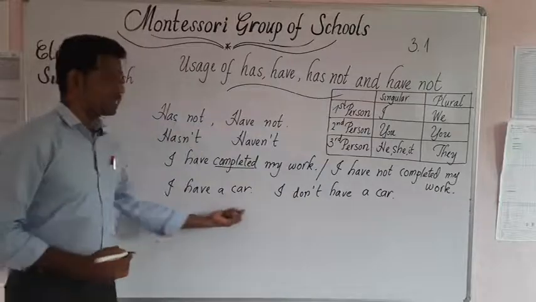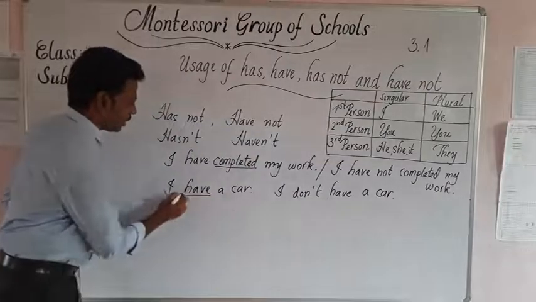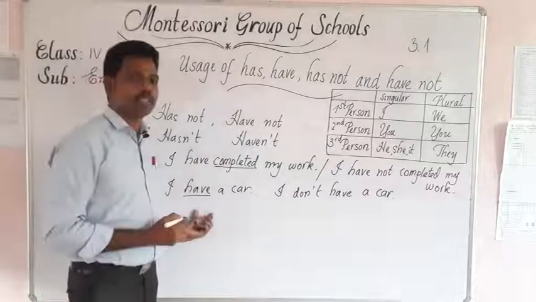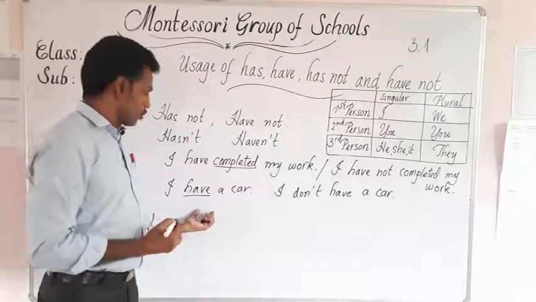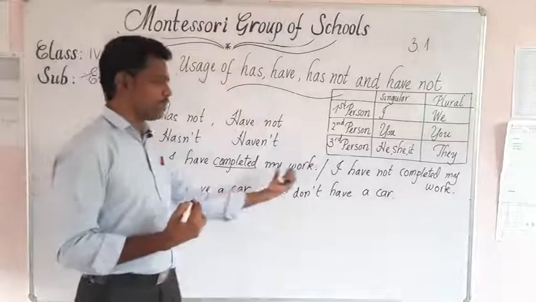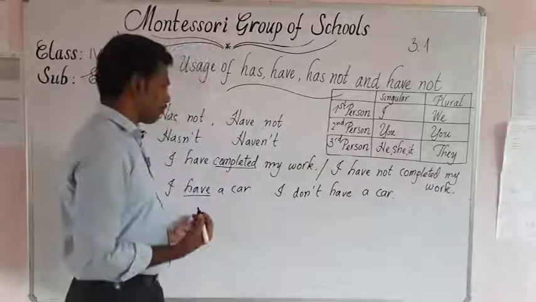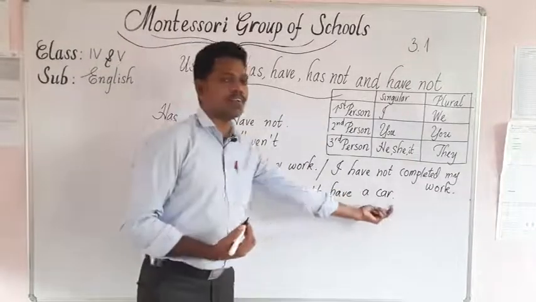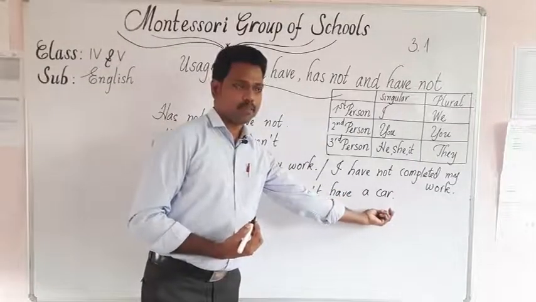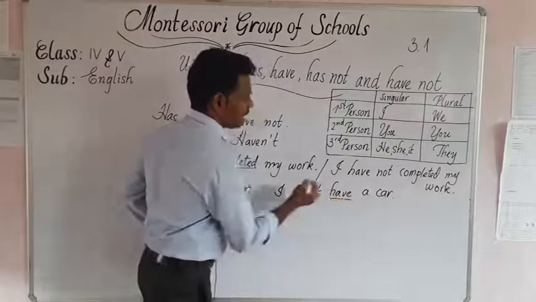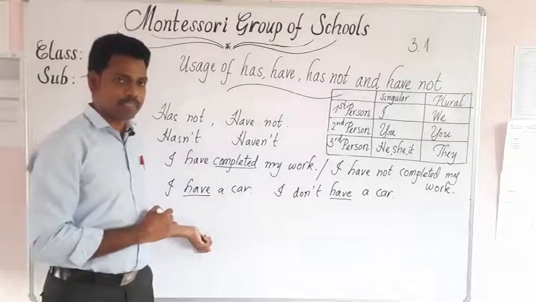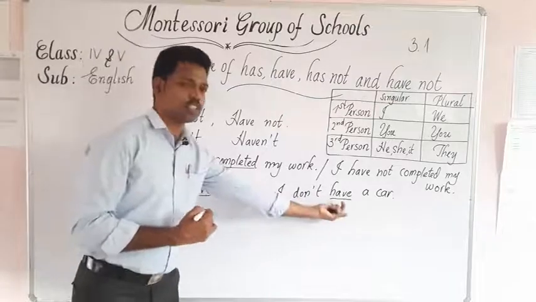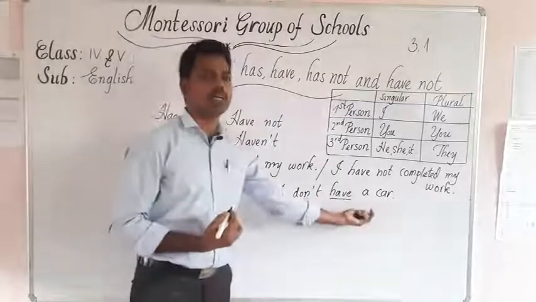so here I have a car. The verb here is possession. It is showing the possessiveness. So in such cases when we change them into negative, we have to go for I do not have a car. Because here have is standing as possessive case. It shows the possession. I don't have a car.